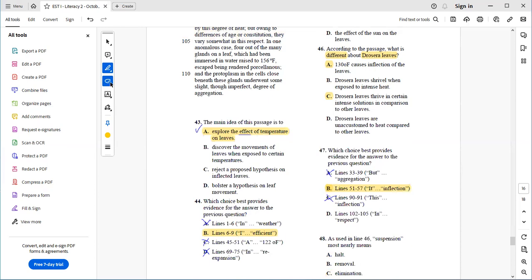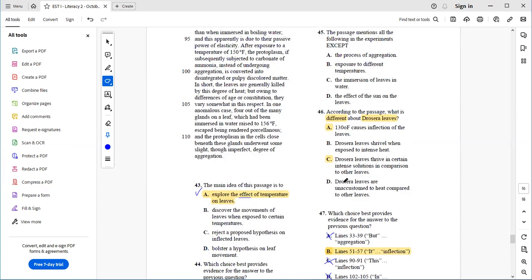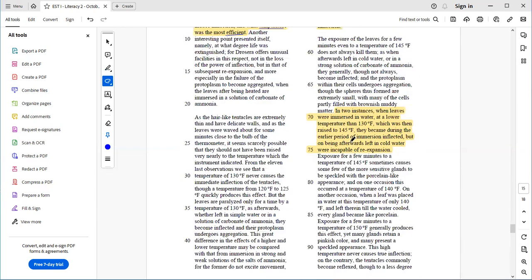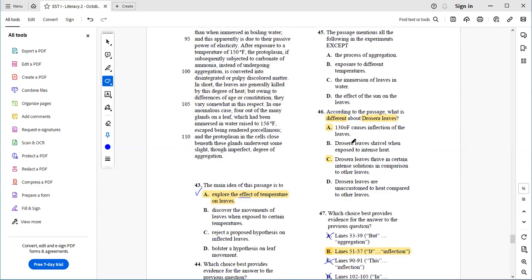So now we agree that Hala and Myrna got the right answer down, that Drosera in high temperature will still be moving, different from mimosa. So let's find out which one will match. A 130 degrees Fahrenheit causes inflection of the leaves. Let's find again. He said 130, which will then raise to 145. He doesn't mention, only mentions 130. Hala, he mentioned 145. So it's not.